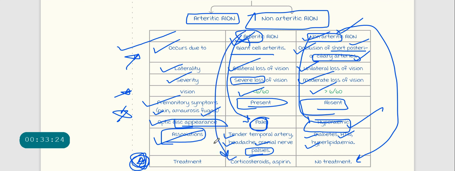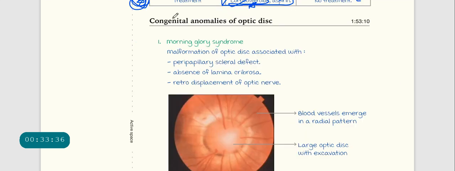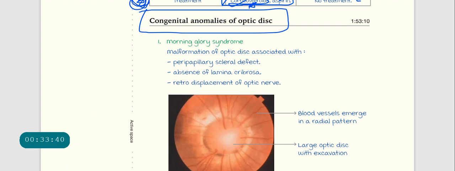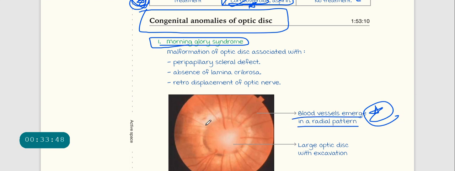Now coming to the congenital anomalies, the first is the morning glory syndrome, and the important thing over here is the blood vessels are emerging radially. You can see these blood vessels emerging radially. Okay, and a large optic disc with excavation. You can see these things.